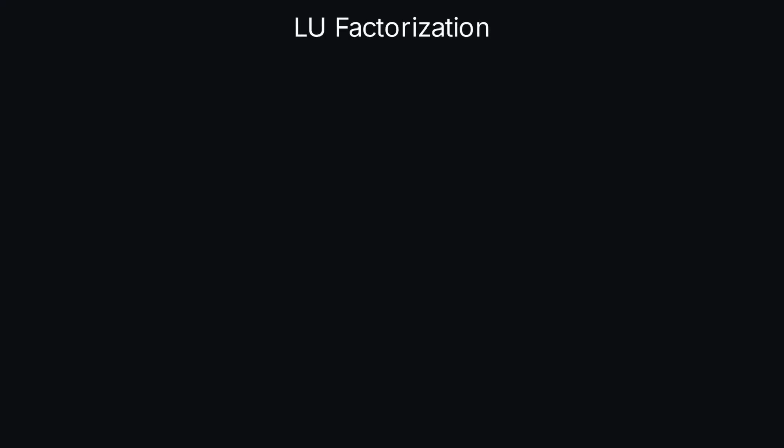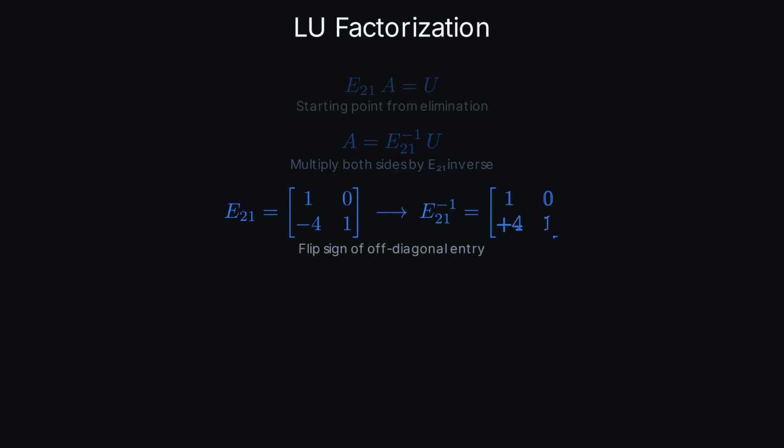Now let's rearrange to get the LU factorization. We start with E21 times A equals U. Move E21 to the other side by multiplying both sides by its inverse. This gives us A equals E21 inverse times U. To invert E21, we simply flip the sign of the off-diagonal entry. E21 had -4 in the lower left. Its inverse has +4 instead. This makes sense because undoing subtraction is addition.